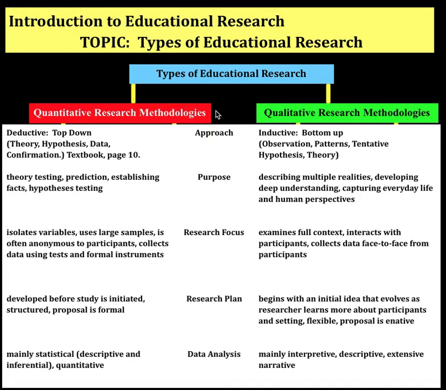Now, if you look at the approach to qualitative, it starts out with observations. And there are many, many observations of the phenomenon that take place. And then the data that's collected from the observations are examined for patterns that might arise. And then tentative hypotheses may form out of these patterns, and then a theory may develop. So it's approaching totally the other way. It's from the bottom up.